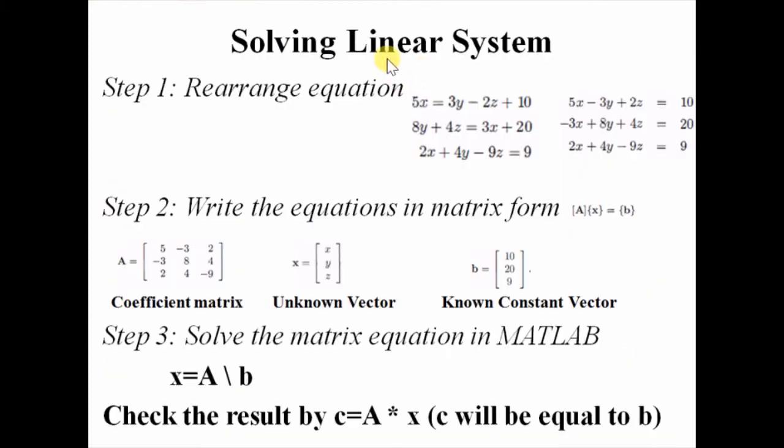To solve any number of linear system equations, first we have to rearrange all these equations in such a way that all the unknown variables are on the left side and the known constants are on the right side. Then we'll create the coefficient matrix of these equations, the unknown vector and the known constant vector. Then we'll use the backslash operator to get the solution.